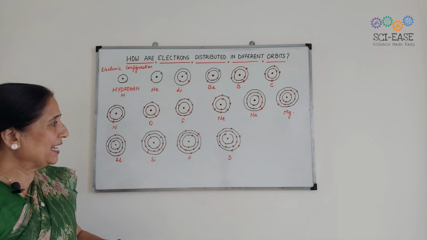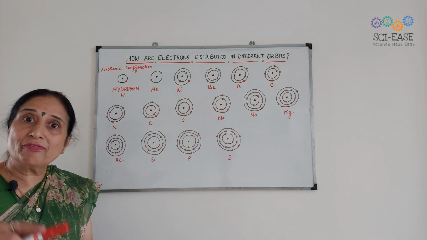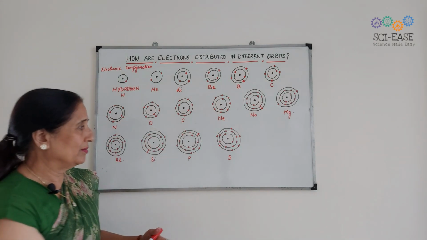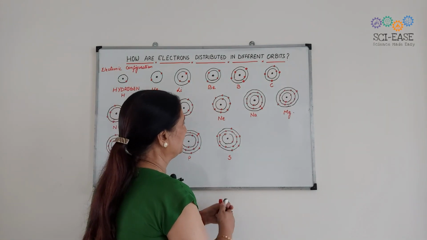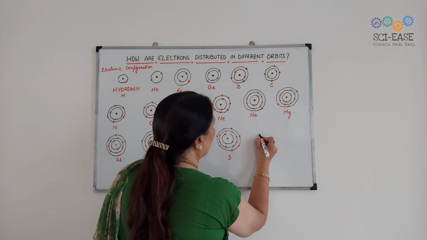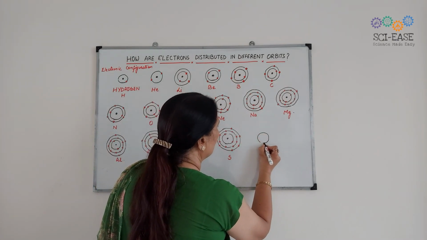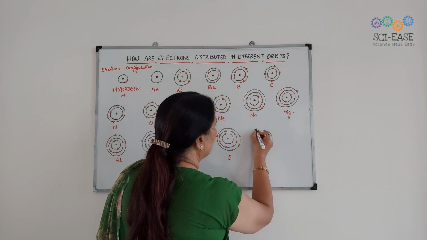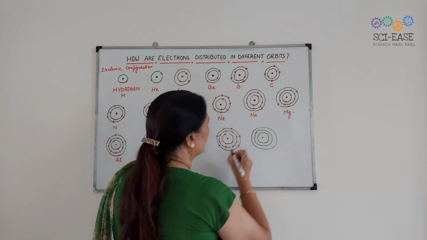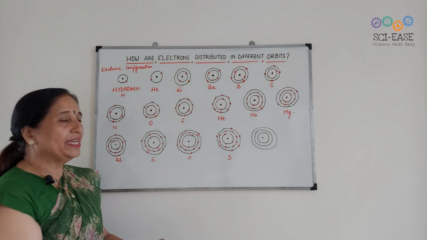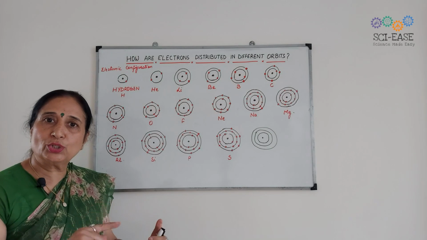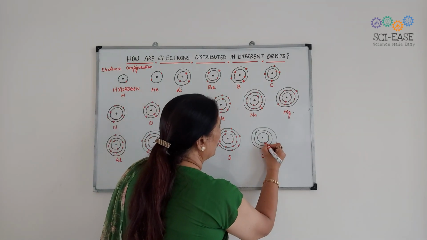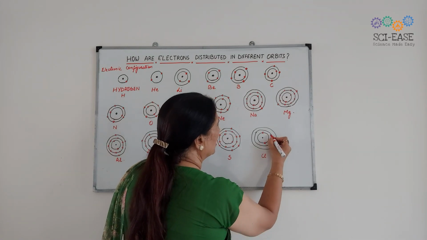Now come to the next, 17, that is chlorine, a halogen, fluorine, chlorine. Okay, so this is chlorine. Next is first shell, nucleus, second shell and third shell. So chlorine has electronic configuration 2, 8, 7. This is chlorine. 1, 2, 8.